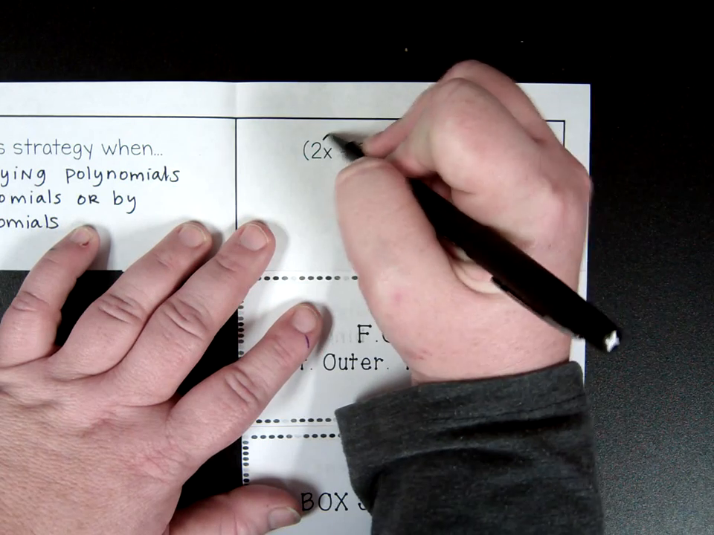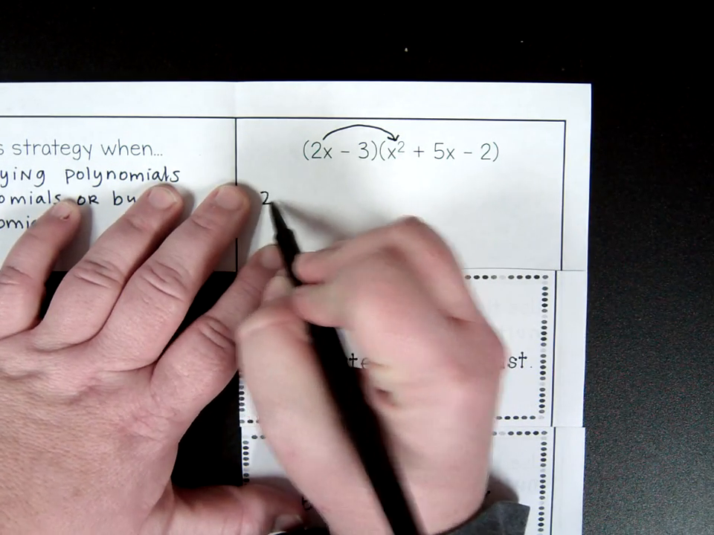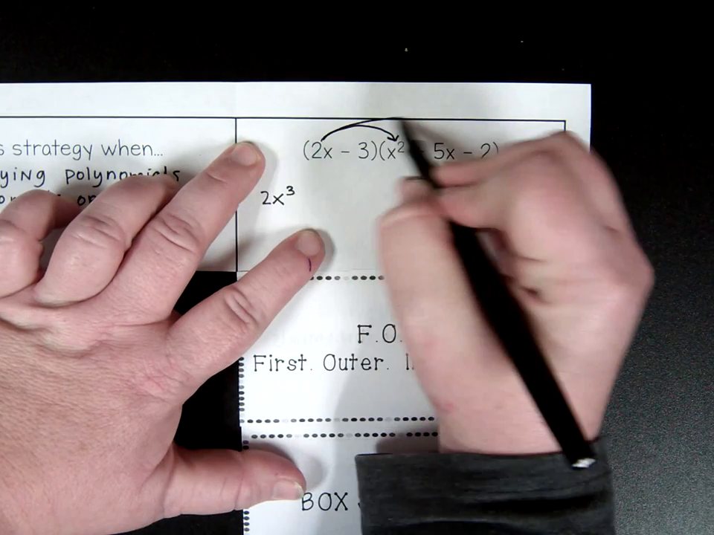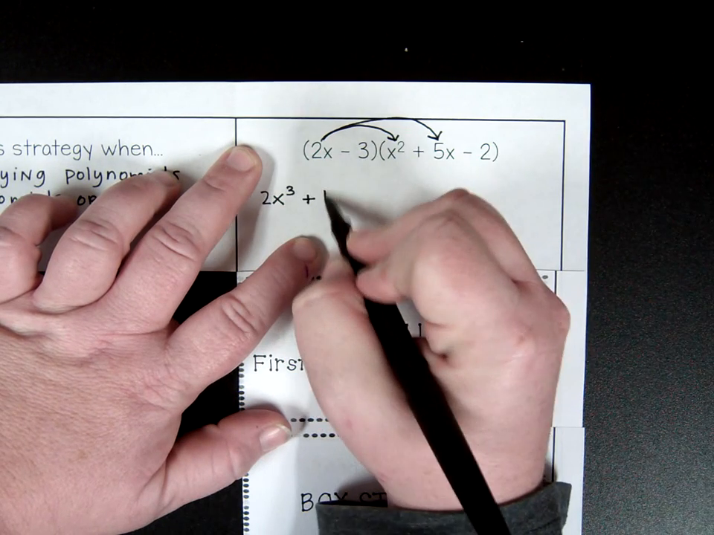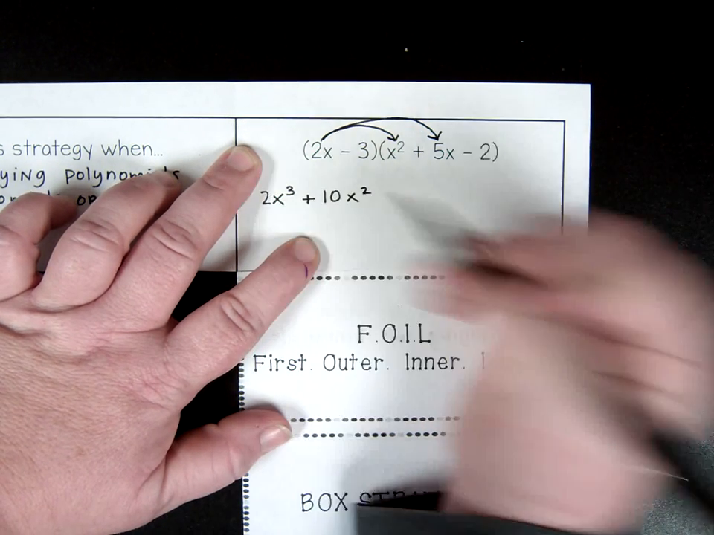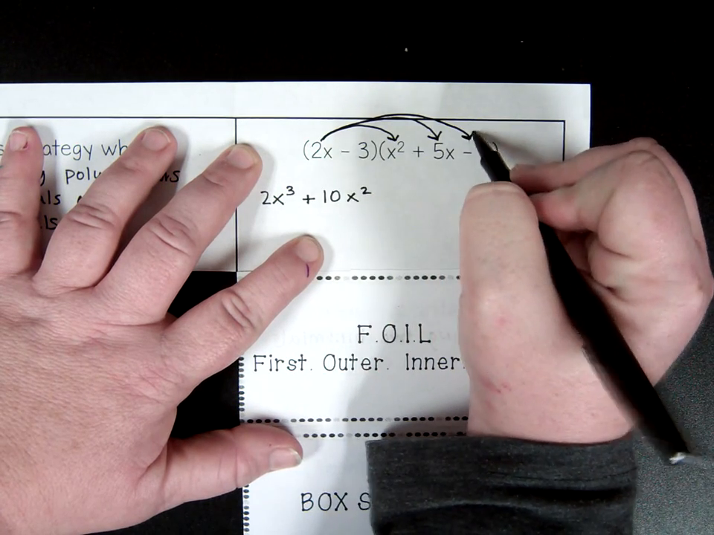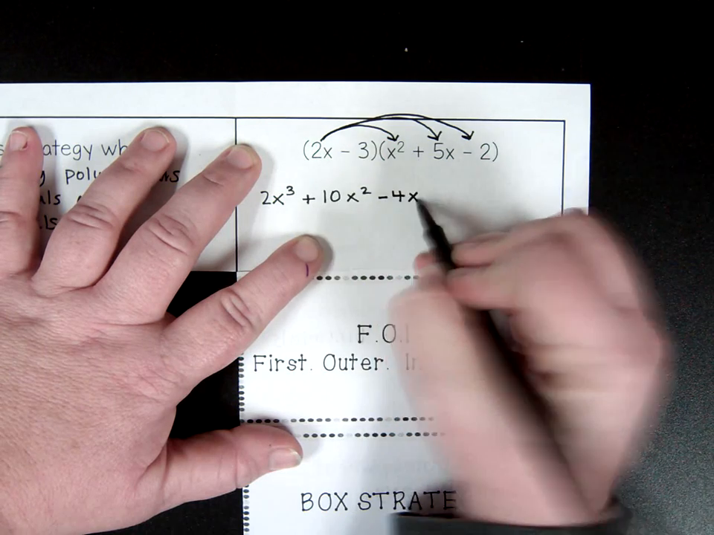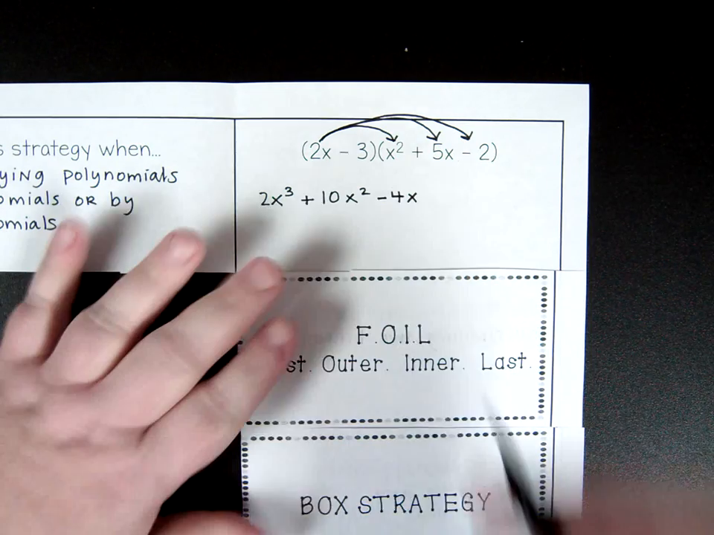We are going to take 2x and multiply it times x squared, which would give us 2x to the third power. And then we'll take 2x and multiply it times 5x, which would give us positive 10x squared. And then we also need to take 2x and multiply it times negative 2, which would give us negative 4x. So now we're finished with the 2x. It's been multiplied by everything in the second parentheses.